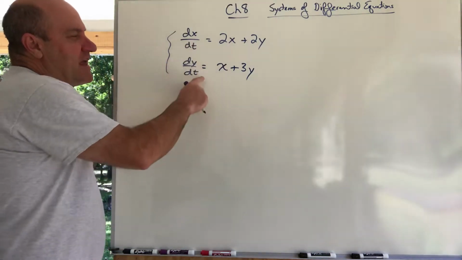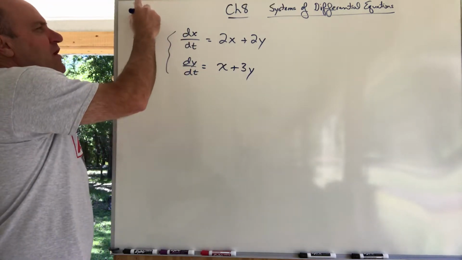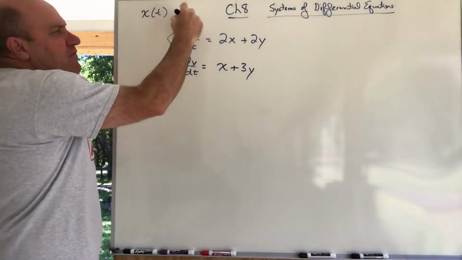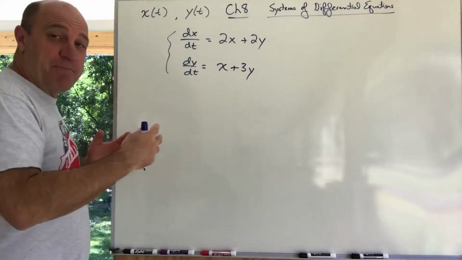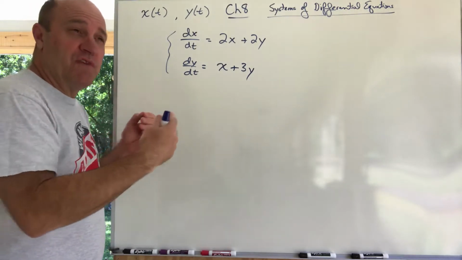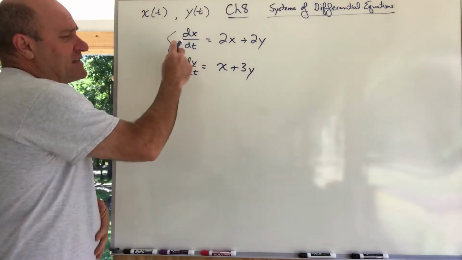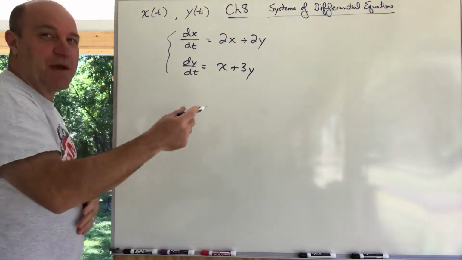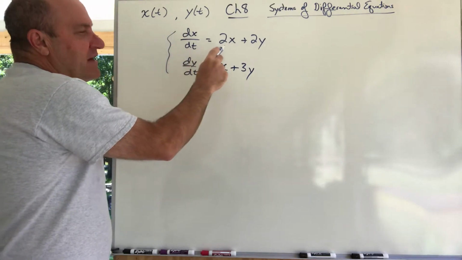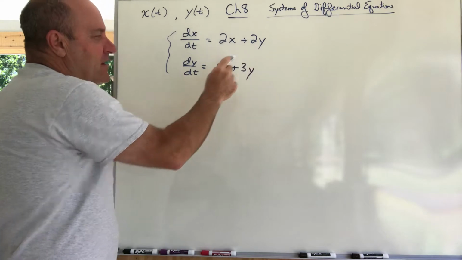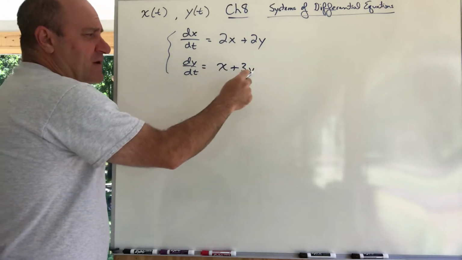Listen, so here's the game. I'm looking for two things. I'm looking for x as a function of t, and I'm looking for y as a function of t. So I've got two dependent variables, x and y, that both depend on the independent variable t. And they're tied together, because the rate at which x is changing with respect to t depends on both x and y. The rate at which y is changing with respect to t depends on both x and y.